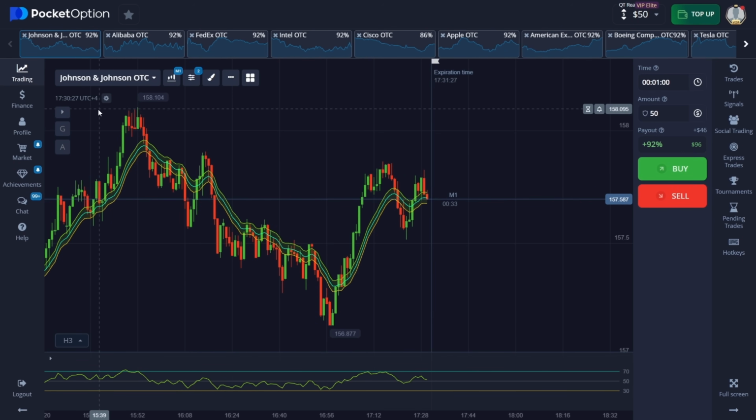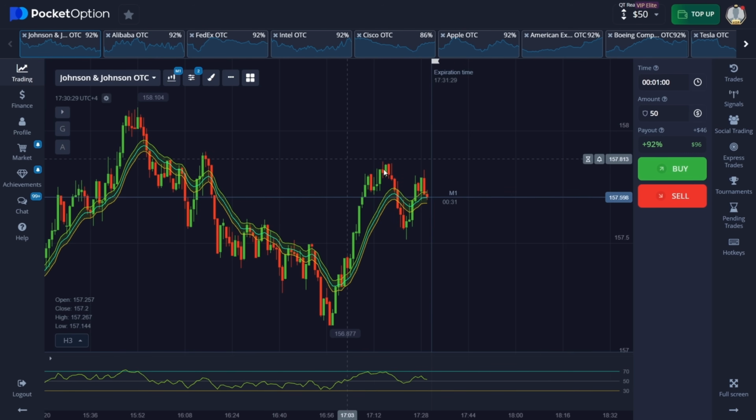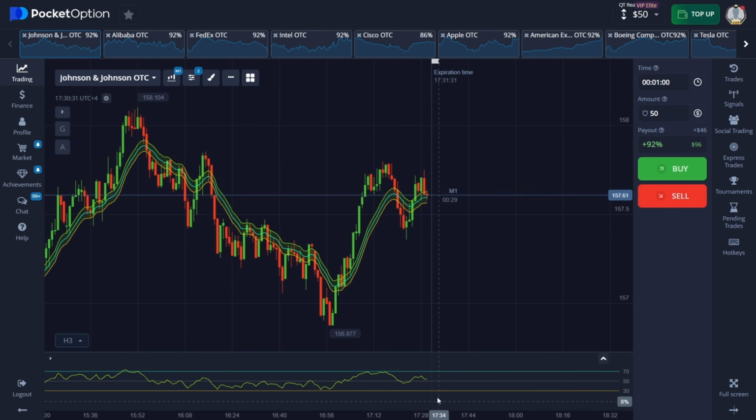Now, let's find our first trade. In this video, we'll take trades when the candle closes near the envelope level and also near the 50 level on the RSI.